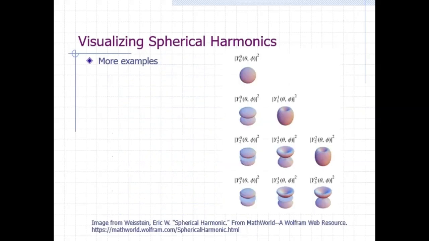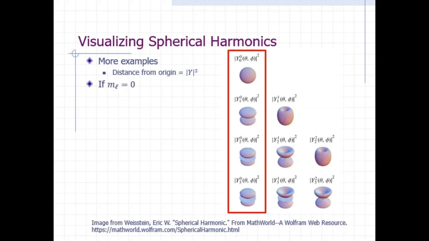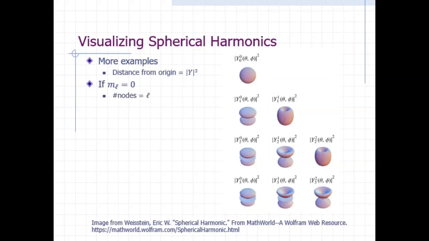Here are some more examples. The image here is from Eric Weisstein's document posted on Wolfram.com. These images were generated setting the distance from the origin equal to the square of the absolute value of the spherical harmonic. There is no color coding for algebraic sign since the square of the absolute value is always positive. These are the plots for m sub L equals 0, for L equals 0, 1, 2, and 3. Notice that these are very similar to the plots we saw earlier. It's easy to see that the number of nodes is equal to L.